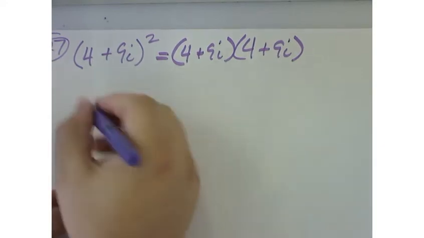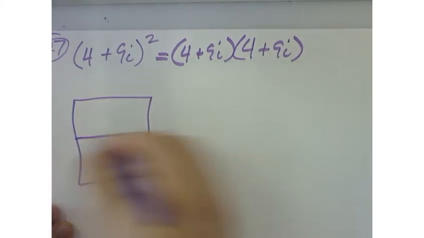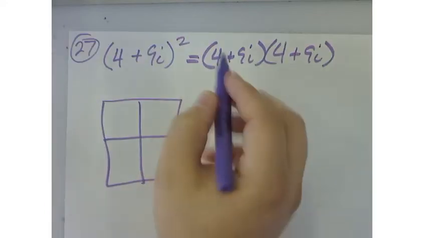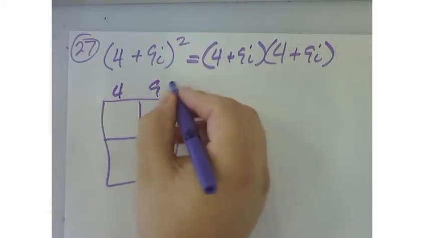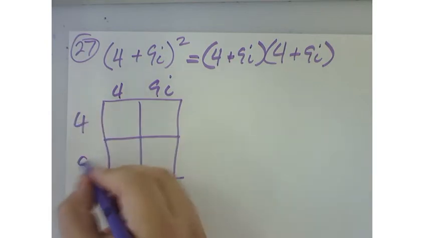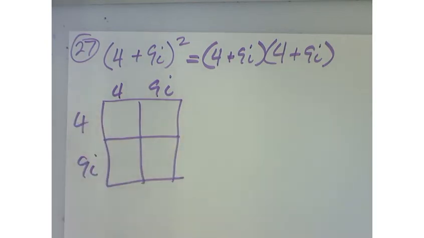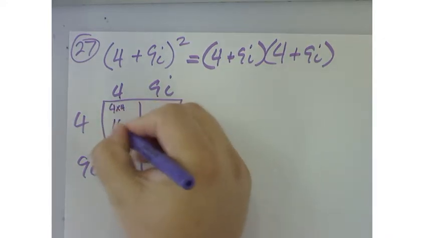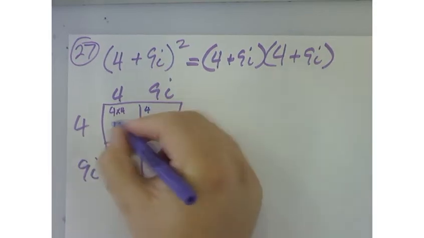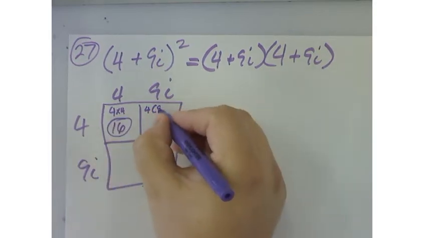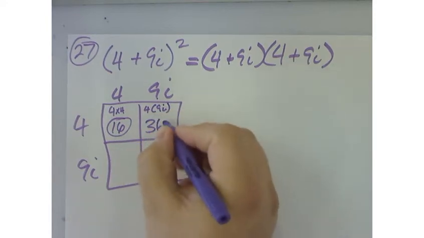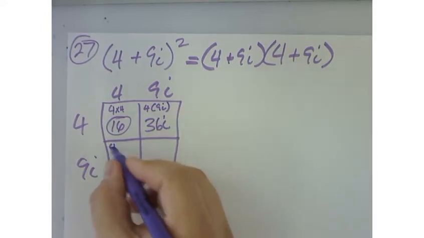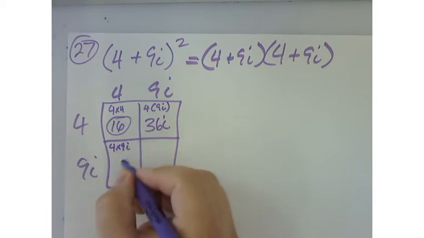I like to use the grid method when I multiply binomials, or any polynomial really. I'm just going to take my 4 and then my positive 9i and write it that way, and then 4 and positive 9i. And then I multiply the row by the column. So the row is 4 times 4, which is 16. Then 4 times 9i is 36i. 4 times 9i is 36i.